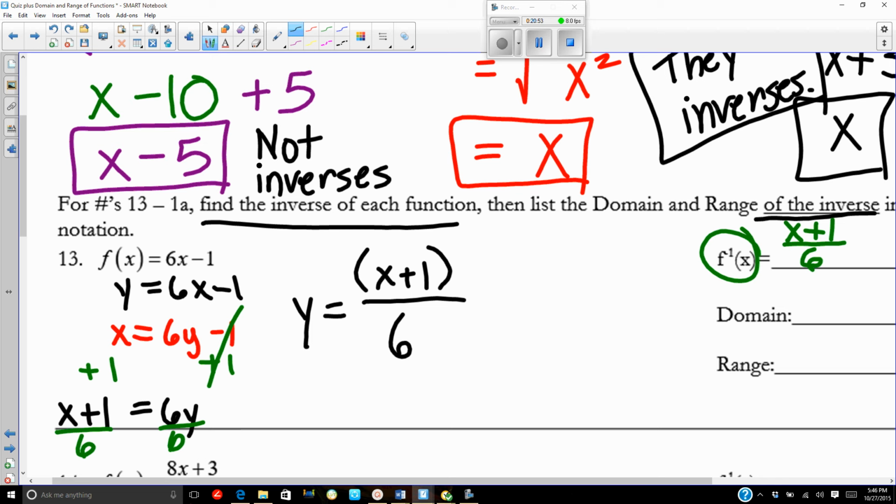But the domain and range for this function, because it is a line, and it's not vertical, it's not horizontal. Pretty much any line that's going to be diagonal, it's going to be all real numbers for the domain and range.